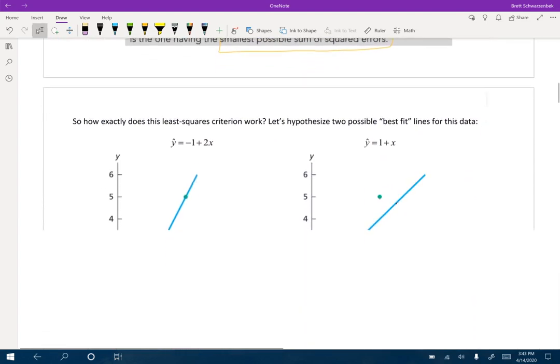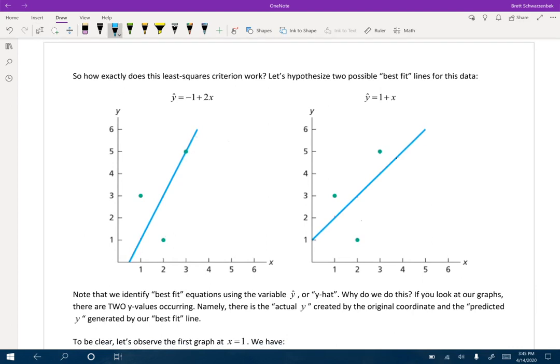So moving on. Okay, so how exactly does this least squares criterion work? All right, so what I did was I have these 3 points that we graphed that I have in green here, the points. And I have generated 2 examples of possible best fit lines and their equations. So the first graph, we see that there is a line here going up from here to here, right? That line is a best fit line that happens to travel through one of the points, and it looks like almost halfway through the other 2. This equation is y equals -1 plus 2x.